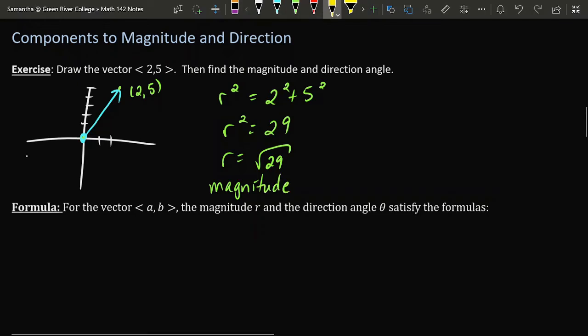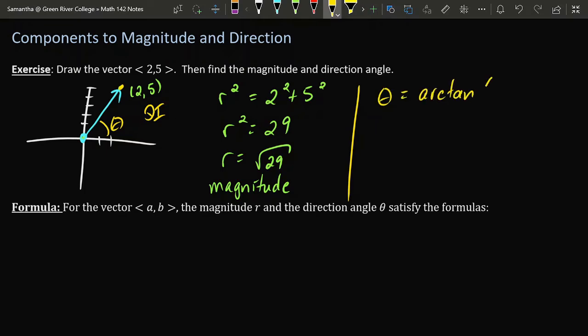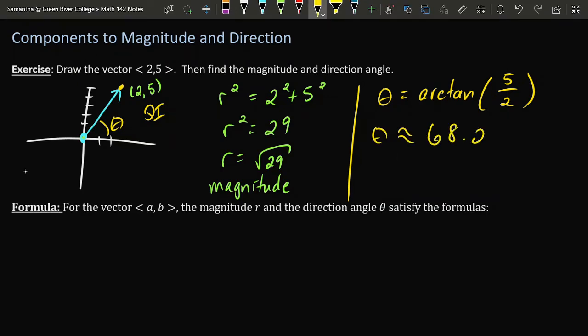To find the angle, I would first note that the arrowhead of this vector is located in quadrant number 1. So I could find this angle by taking inverse tangent of the y component, 5, divided by the x component, 2. So this would be equal to approximately 68.2 degrees. That would be the direction angle corresponding to this vector.